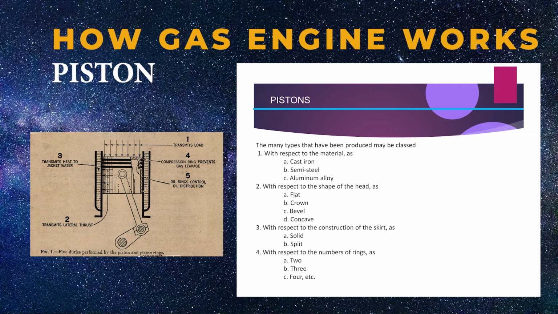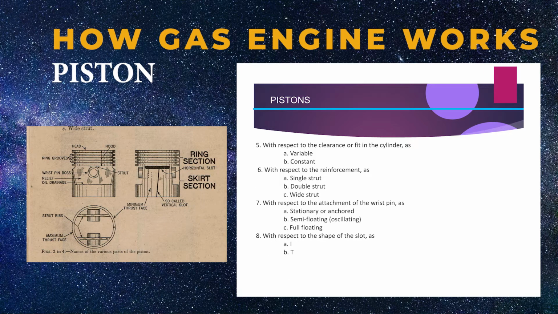A. Flat, B. Crown, C. Bevel, D. Concave. 3. With respect to the construction of the skirt, as A. Solid, B. Split. 4. With respect to the number of rings, as A. 2, B. 3, C. 4, etc. 5. With respect to the clearance or fit in the cylinder, as A. Variable, B. Constant. 6. With respect to the reinforcement, as A. Single strut, B. Double strut, C.